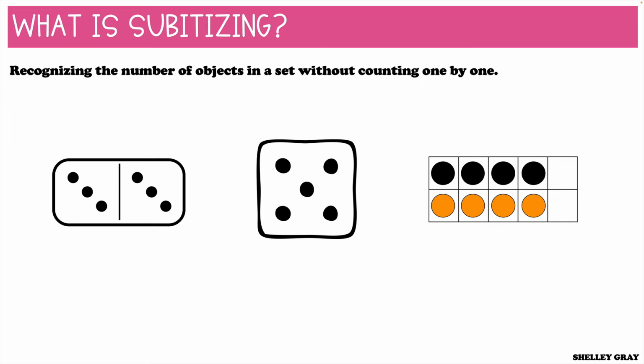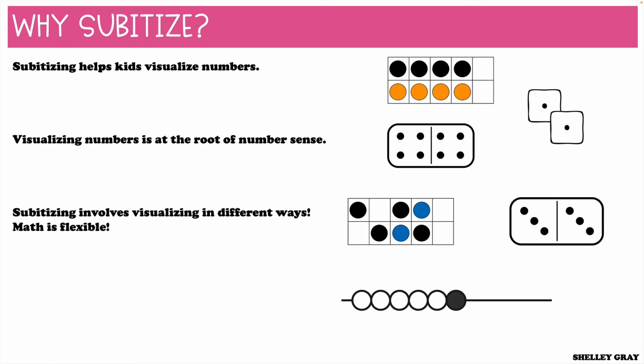Now let's go to the meaning of subitizing here, just in case you're not familiar with the word already. So subitizing basically means recognizing the number of objects in a set without counting one by one, just like you did on the other slides. And here are some examples of images that you can probably recognize the quantity without counting them, just because they are familiar arrangements for you. So why do we subitize? Well, subitizing helps kids visualize numbers, and visualizing numbers is at the root of number sense. It also involves visualizing in different ways and teaches us that math is a flexible subject.